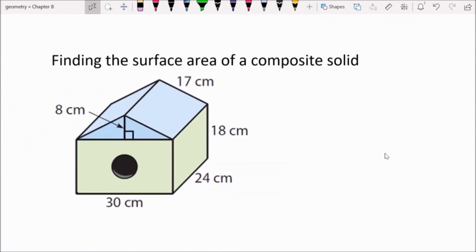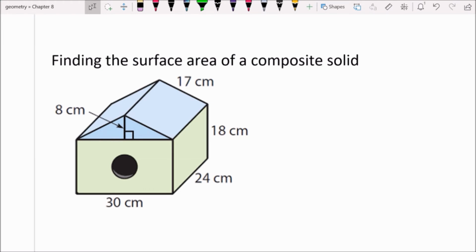And so that's what we're going to look at in this example. Here we have an example of a composite solid. And to me, when I see this, it looks like a birdhouse, especially if it's 30 centimeters side to side and a little hole. Looks like maybe it's a birdhouse. And maybe we want to paint the birdhouse or stain the birdhouse so it lasts a long time, because if a bird makes their home in it, we don't want it falling apart, do we? So let's figure out how to find the surface area of this birdhouse.